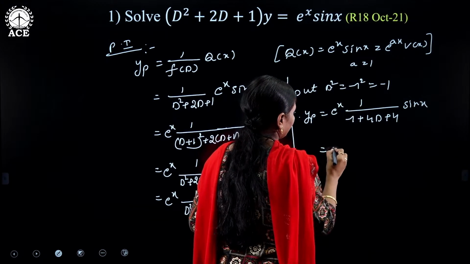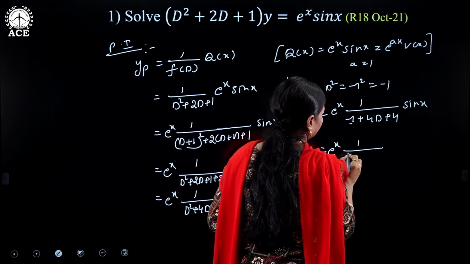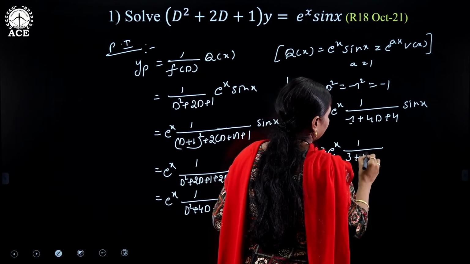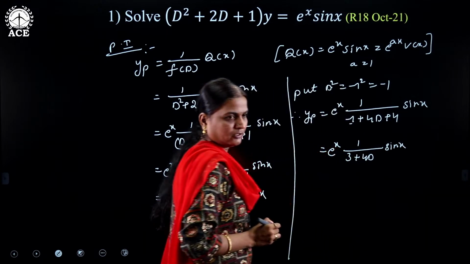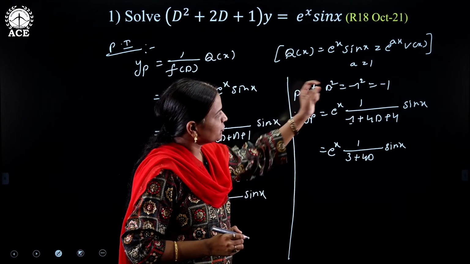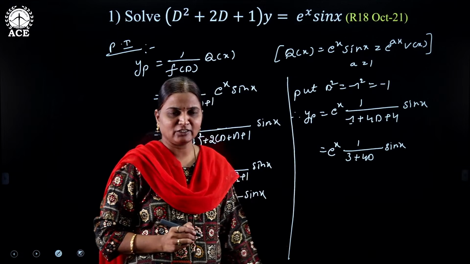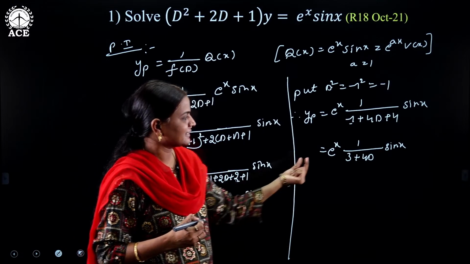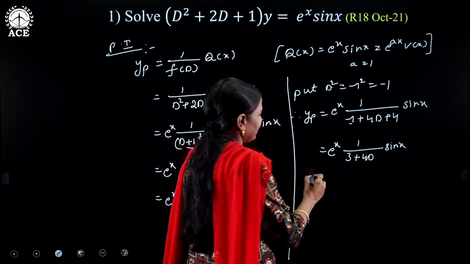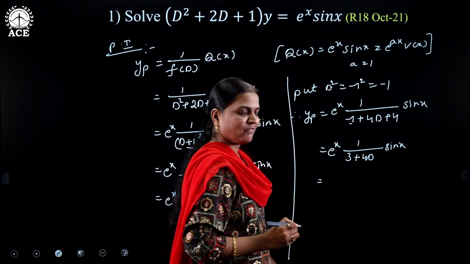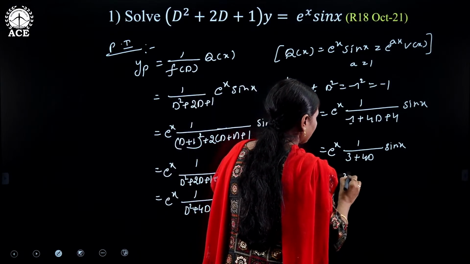Again simplify this one, which is equal to e power x into 1 by minus 1 plus 4D, that is equal to 1 by 3 plus 4D into sin x. Again, after substituting D square is equal to minus 1, here this denominator contains D terms. In this case, how to change this denominator into even powers of D? Rationalize it. So multiply and divide with the conjugate factor of 3 plus 4D, that is 3 minus 4D.